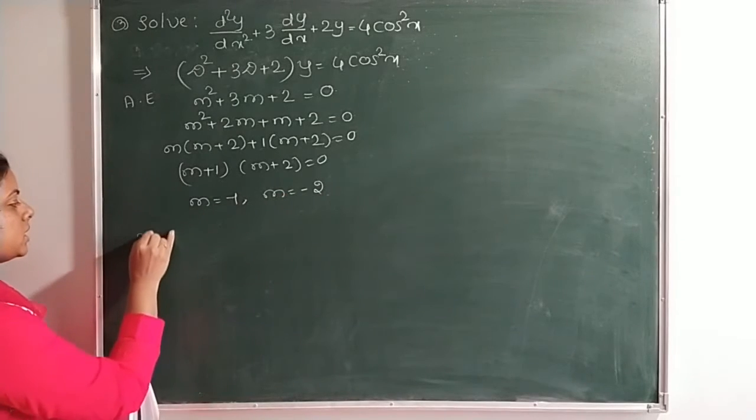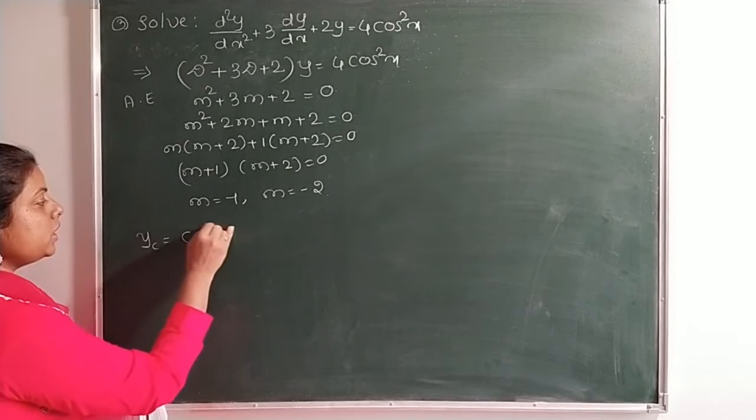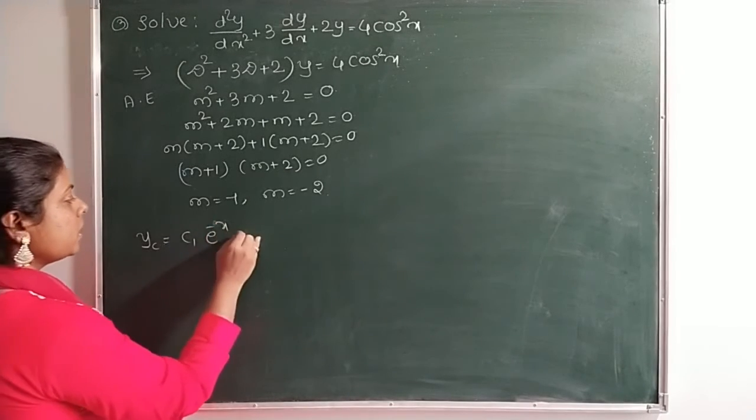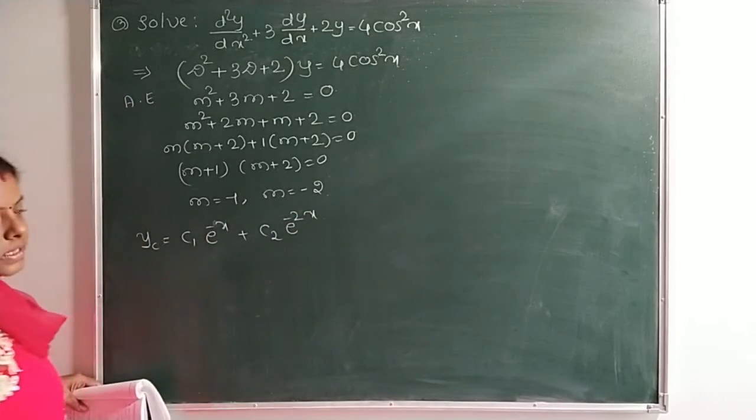Now by using these roots, write the YC. The roots are different, so YC is c1 e to the power minus x plus c2 e to the power minus 2x.